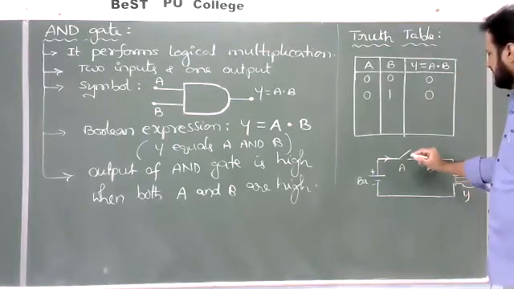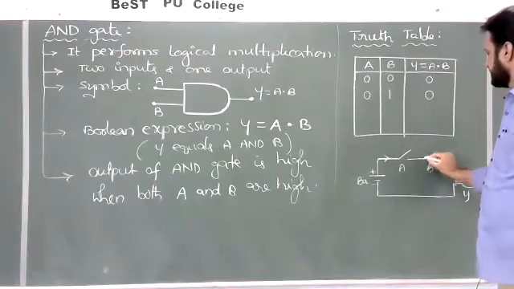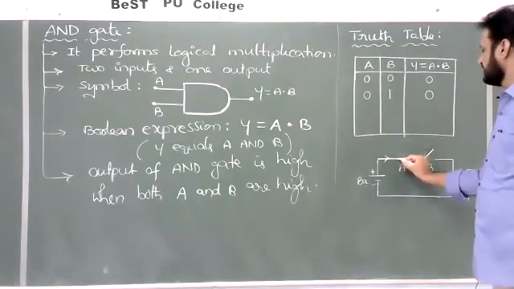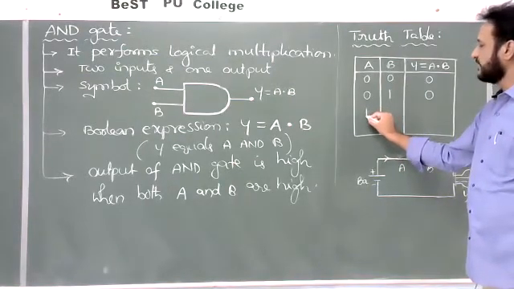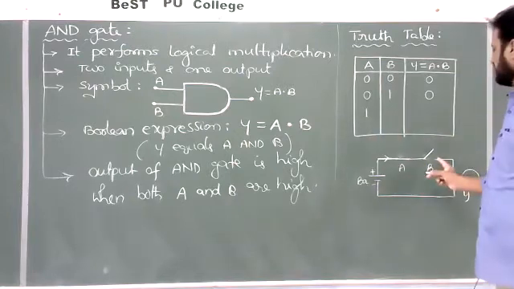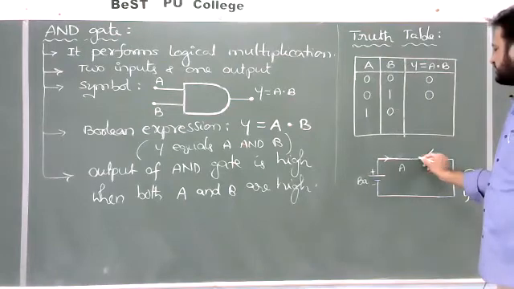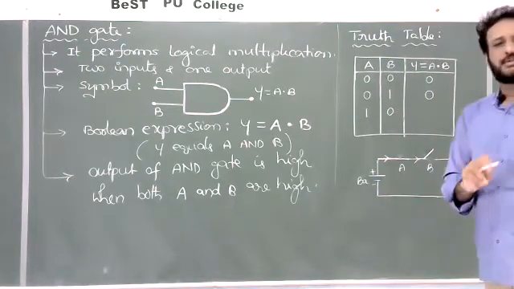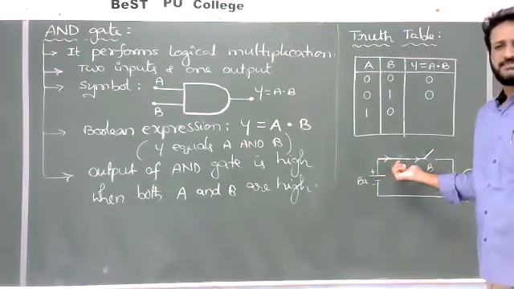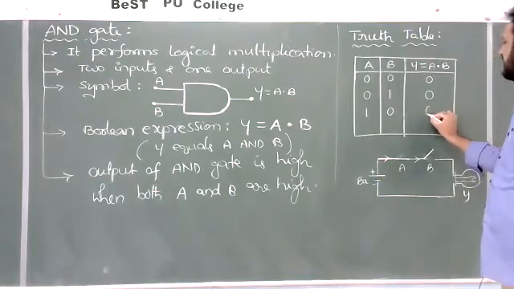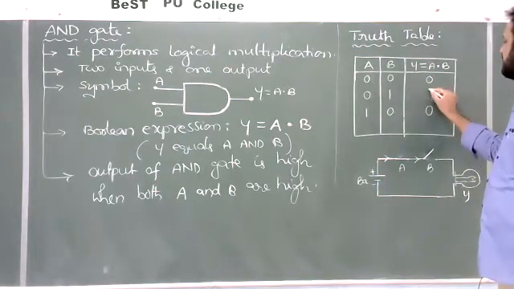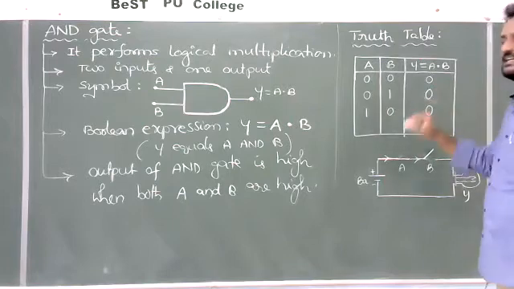Next, B is opened, whereas A is closed like this. A closed means A equal to 1. B opened means equal to 0. But the current will be allowed by the switch A, but the current is not allowed by the switch B because it is opened. That's why again bulb is in off condition. Bulb is again in off condition, should write like this.